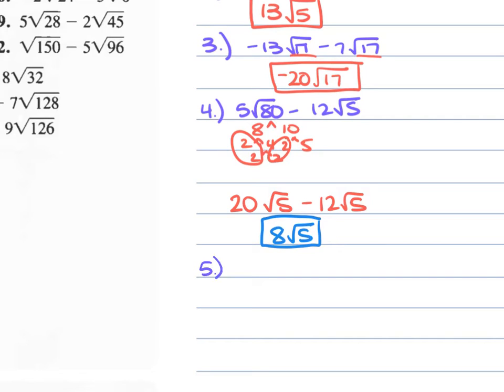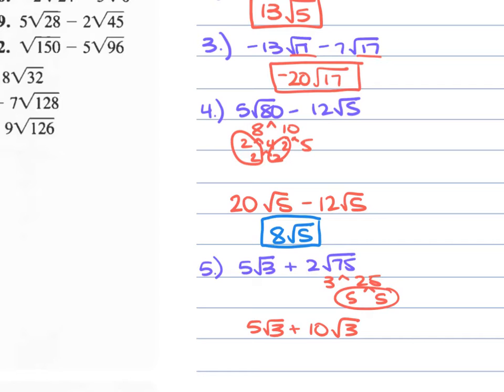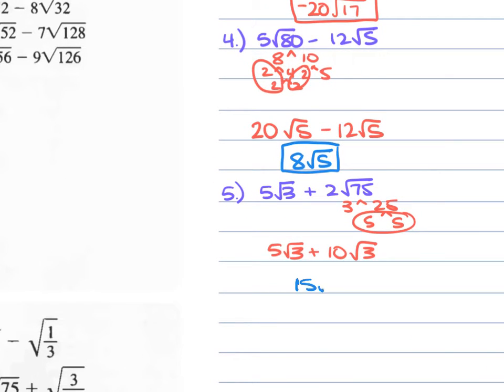For 5, we have 5 square root 3 plus 2 square root 75. The 75 is 3 and 25. The 25 is 5 and 5, a group of 5. Multiply that with a 2. It's giving us 10 square root 3 plus 5 square root 3. So this is 15 square root 3.